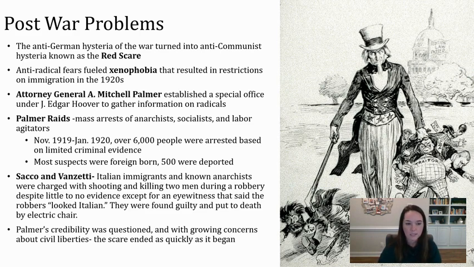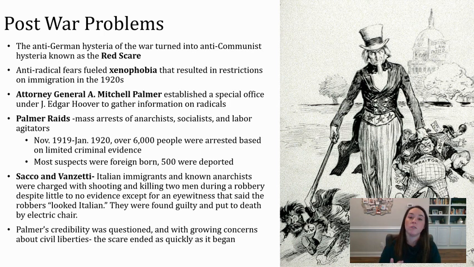Sacco and Vanzetti were Italian immigrants. They were known anarchists in their community in that city, and they were charged with shooting and killing two men during a robbery. Now, there was no physical evidence at all whatsoever. The only evidence that connected them to this crime is an eyewitness said the robbers looked Italian. So local authorities said, well, I know two Italian guys that I would love to lock up, Sacco and Vanzetti. Even though there was no physical evidence that connected them to the crime, they were arrested, found guilty, and were executed.